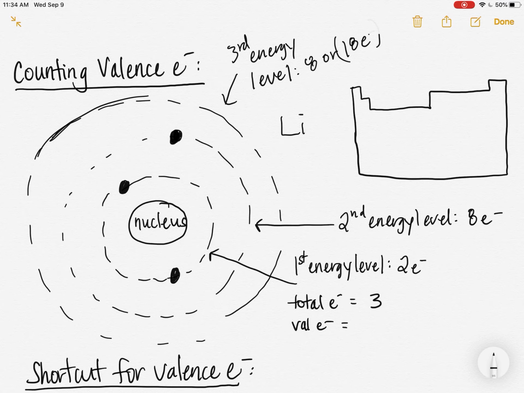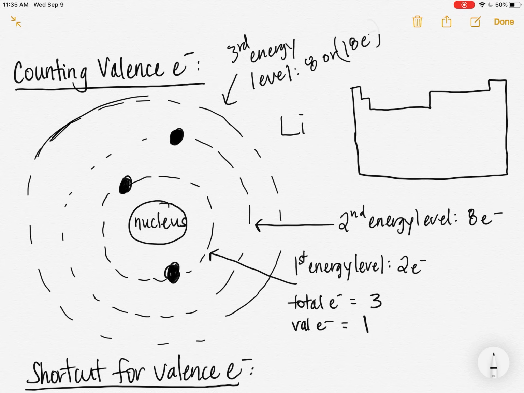So for valence electrons, the highest energy level is the highest energy level with electrons in it. For lithium, in level 2, there's only one electron. So that one electron becomes termed the valence electron. Lithium has one valence electron. It resides in level 2.